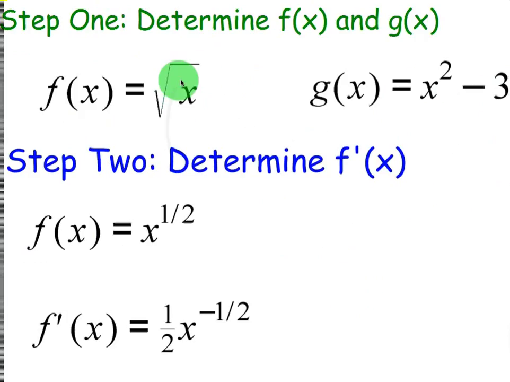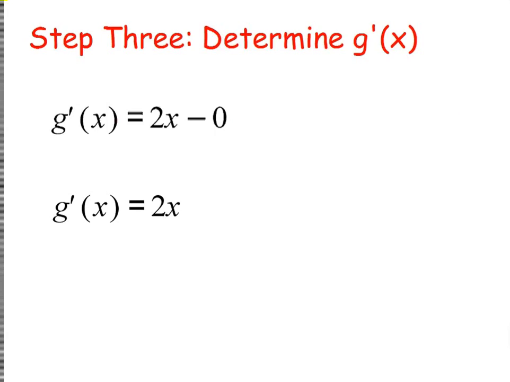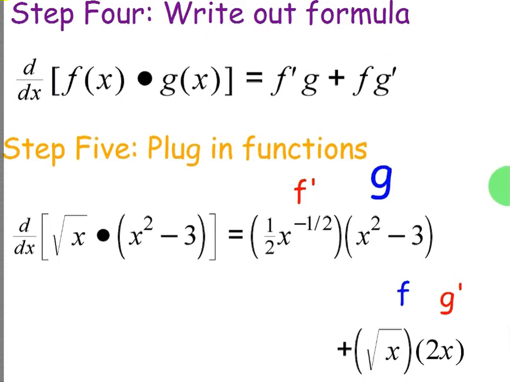It's important to convert this to a power because we can use the power rule. Square root of x is x to the 1/2. The derivative is 1/2 x to the negative 1/2. So that's step 2, find f prime. Step 3 is to find g prime. That's going to be 2x, and then the 3 goes away because its derivative is 0. So g prime is simply 2x. All right, again, for step 4 we're going to write the formula out, f prime g plus f g prime, and we're just going to plug that stuff in. So we plug in f prime, which we found to be 1/2 x to the negative 1/2 in step 2.